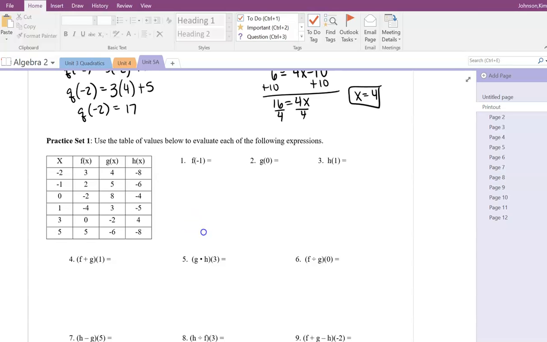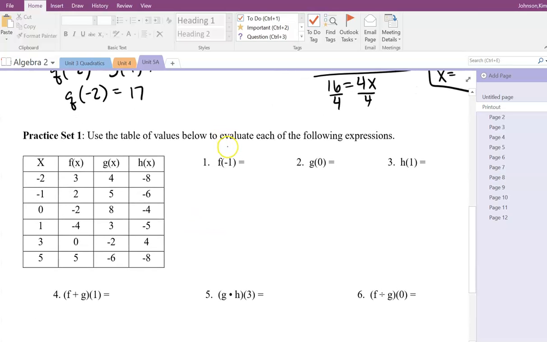And so that's just a recall. If I ask you to find f of negative 1, I'm saying that x equals negative 1. What's f of x? So I'm going to go to where x is negative 1 in the table, so here's negative 1 in the table, and then I'm going to find the output for f of x. The output for f of x happens to be 2, so the answer here is 2.